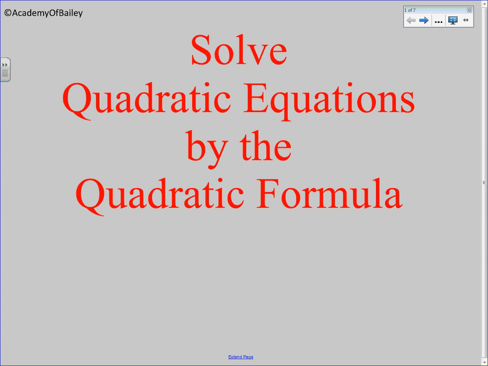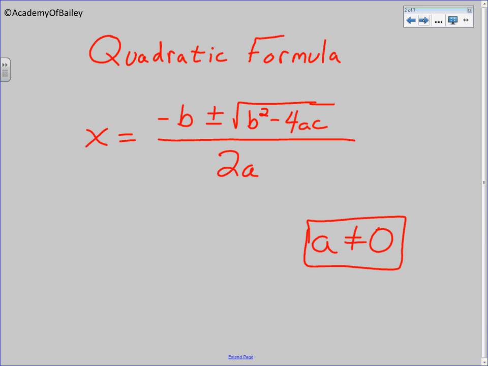Hey, if we look here, we have another way to solve quadratic equations. You have quite a few ways in your math toolbox to solve quadratic equations. This one's going to be by the quadratic formula. And once you hear formula, you should be thinking that you should have some sort of formula memorized. It's helpful to have it memorized.